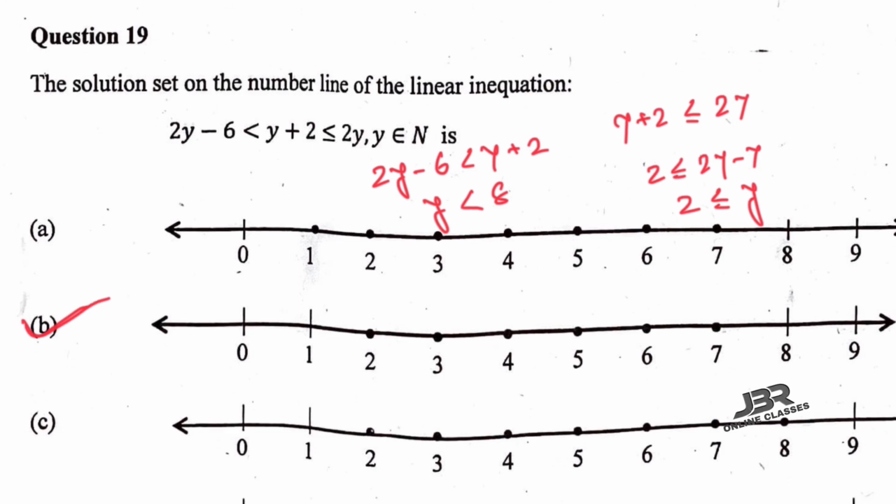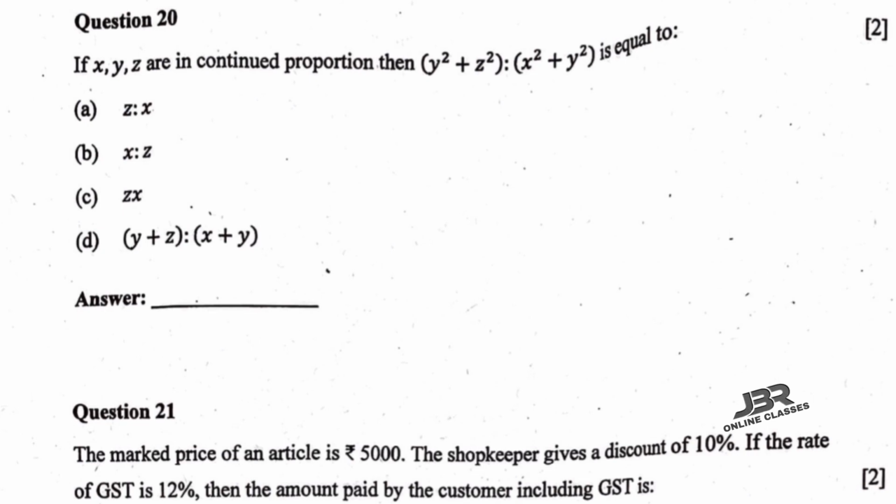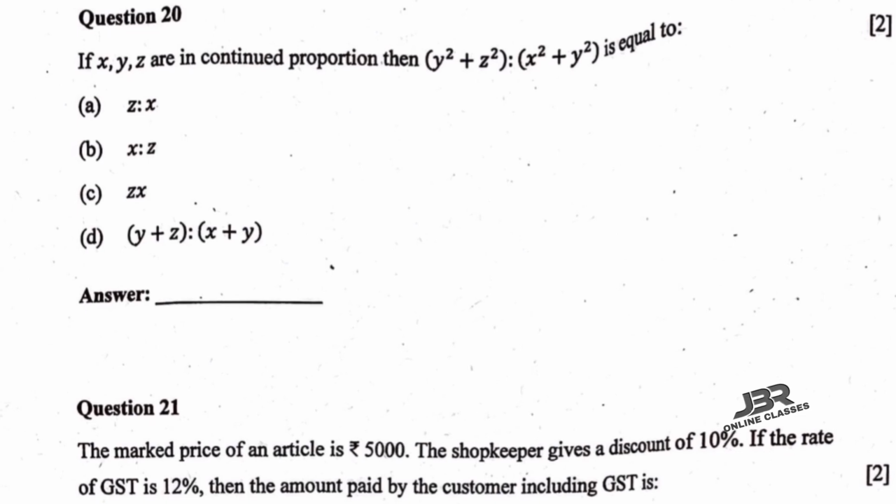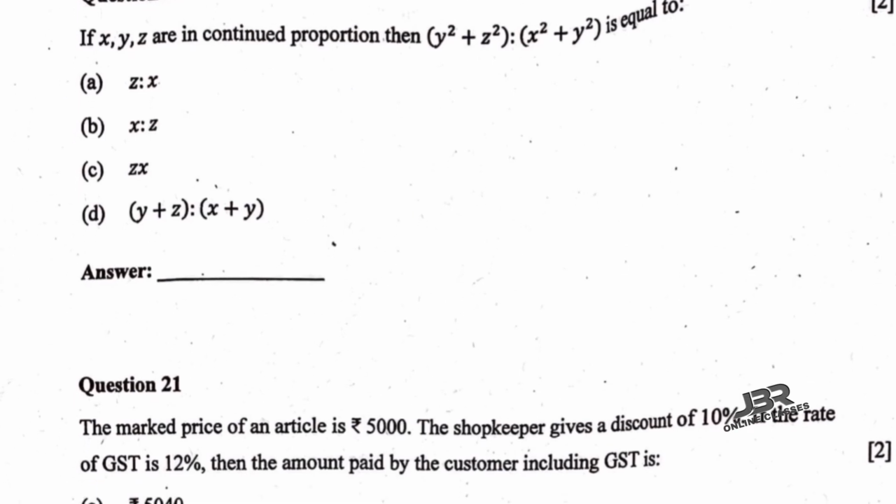Okay, now next one, sum number 20. If x, y, z are in continuous proportion, y square plus z square is to x square plus y square is equal to, here z is to x. Option A will be your answer, because here x by y equal to y by z, that one equal to k. And then I hope you can find out the answer.